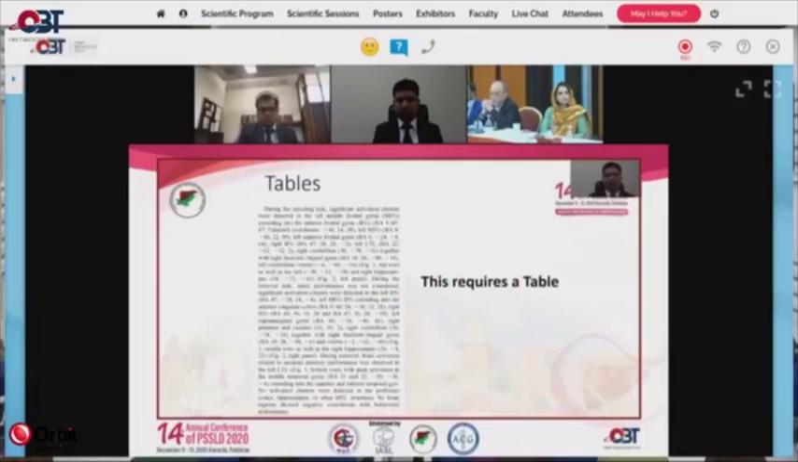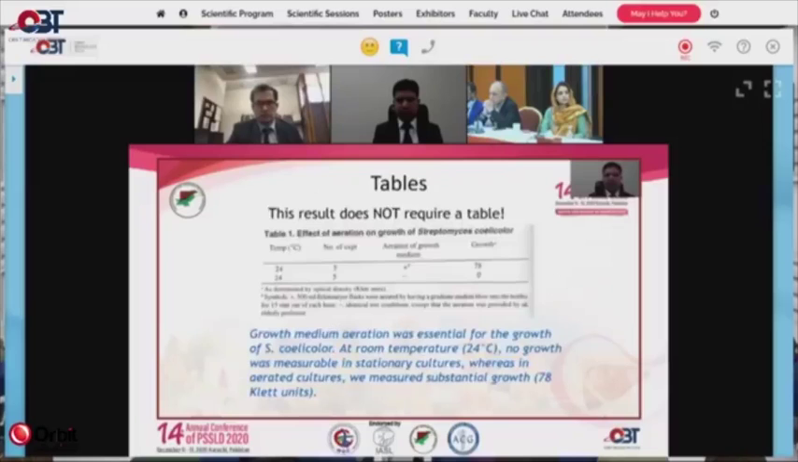If you have this kind of detailed data, this requires a table. And similarly, if you have very simple data, like this, it does not require a table. So this table shows the effect of aeration on growth of a bacteria. There is one parameter, if growth is present. So if aeration is present, there is growth, and in the absence of aeration, there is no growth. So this kind of simple data does not require a table, and it can be presented in simple 2 to 3 lines.